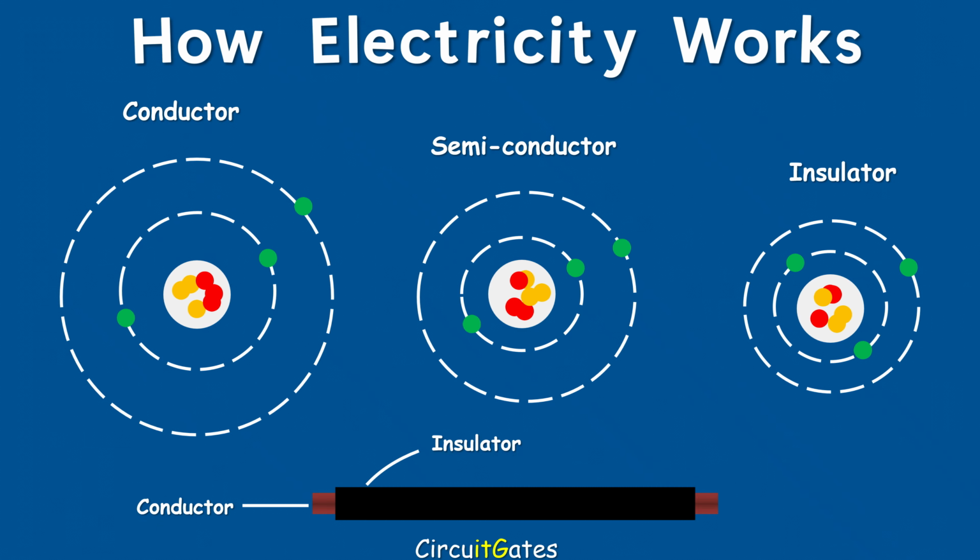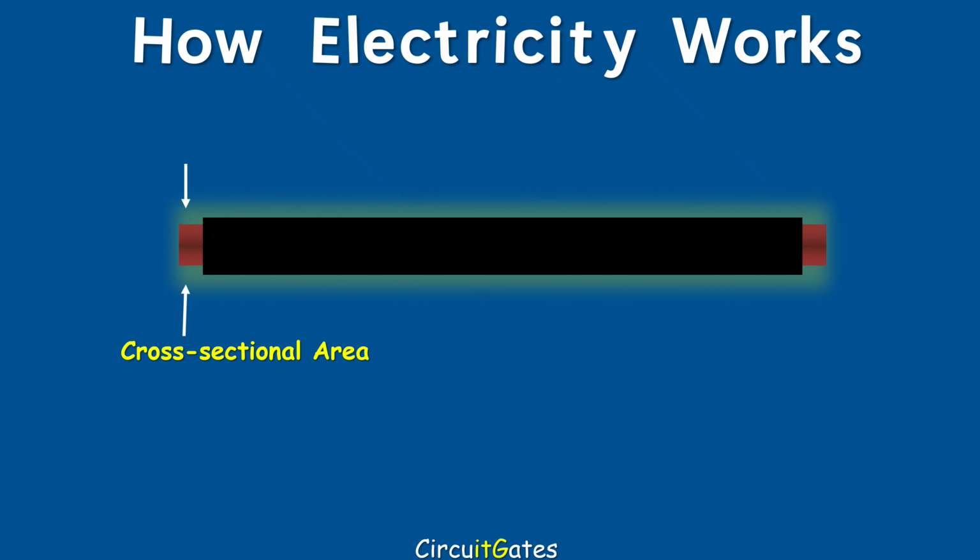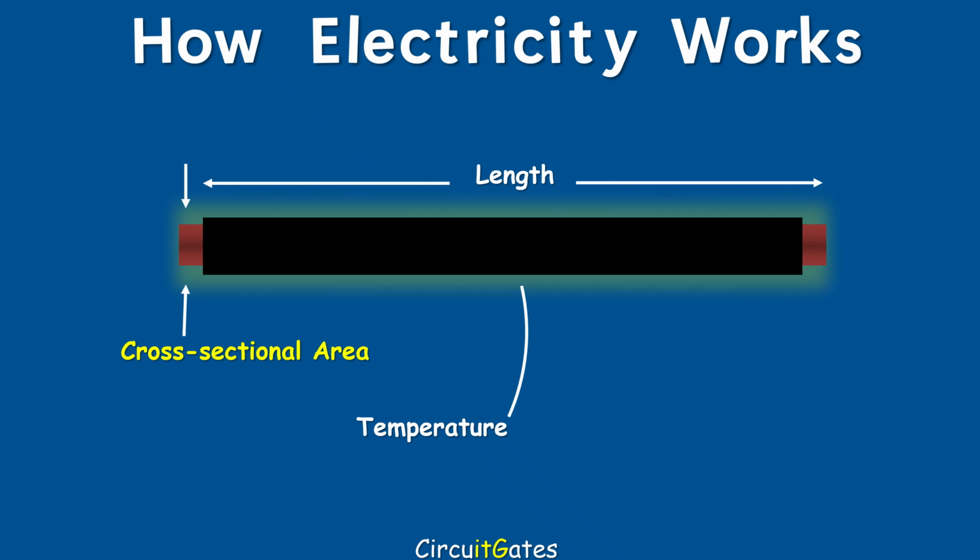If we increase the temperature of semiconductors, they become conductors, and if we reduce the temperature, they become insulators. In electrical work, we can vary the resistance of these materials by changing their cross-sectional area, by changing their temperature, and also by changing their length.